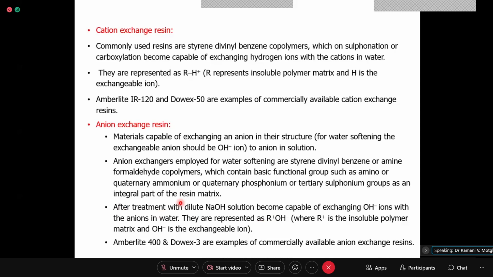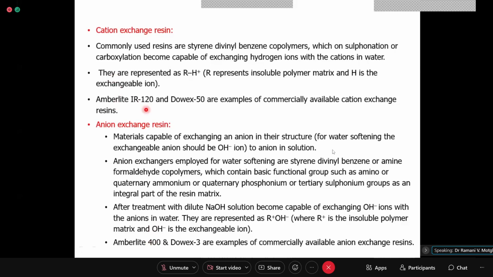Okay, so after treatment with NaOH, the anion part is OH minus, and the fixed charge group, as written here, all those things will be a part of R. So this is R OH minus, where R is the insoluble polymeric matrix and OH minus is the exchangeable ion. Then the example is Amberlite 400.